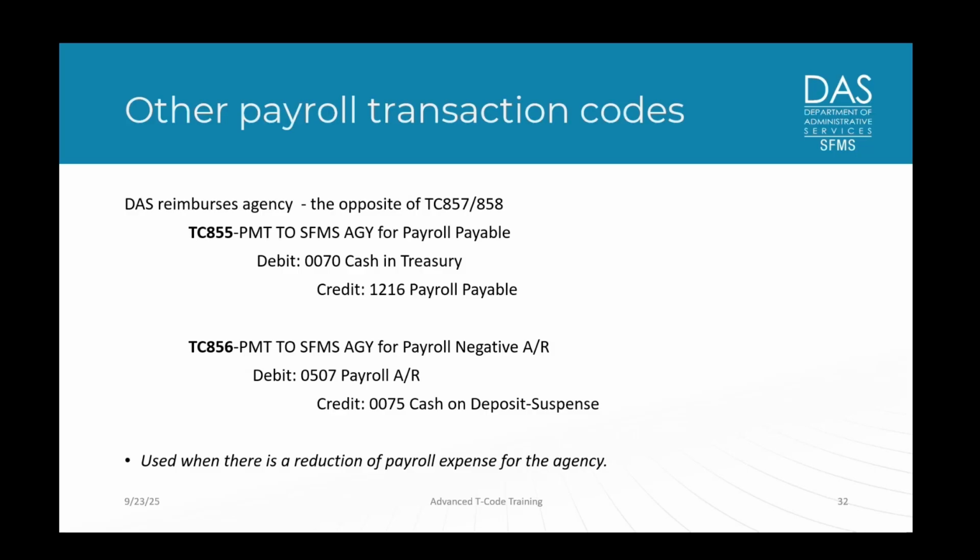There are some other payroll transactions that can be processed. One is DAS reimburses agencies. This is the opposite of T-code 857, 858. We can use T-code 855 and 856, and this will be processed when an agency wants to process the reduction of payroll expenses.